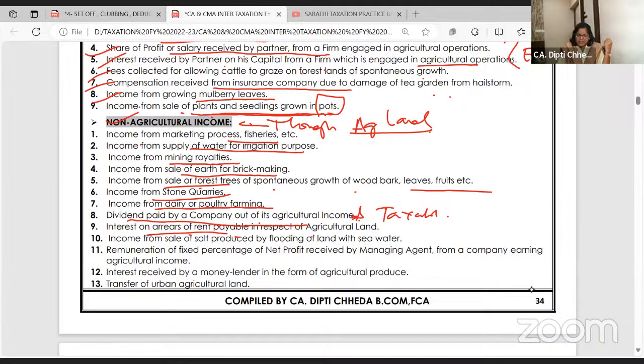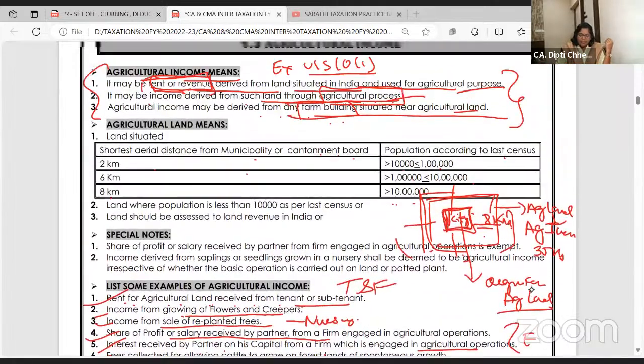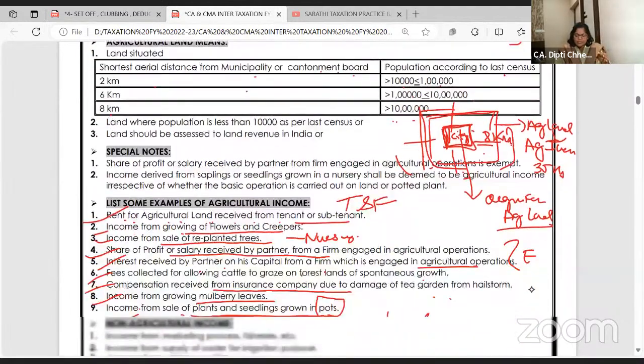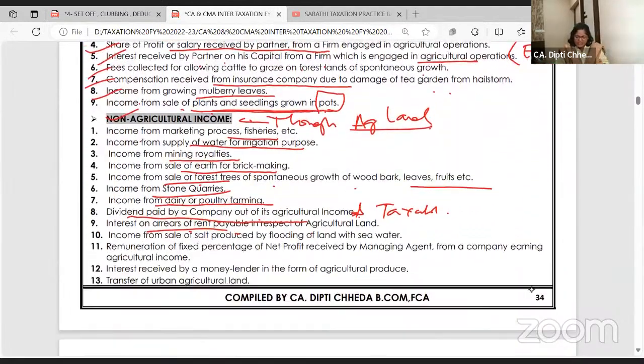Interest on arrears of rent. Rent which you receive from a farmer is agricultural income. But if that rent, dear students, you receive late, it's not an agricultural activity. If you receive the rent late, and on that the farmer is paying you interest, that interest is not an agricultural activity, so interest is taxable.